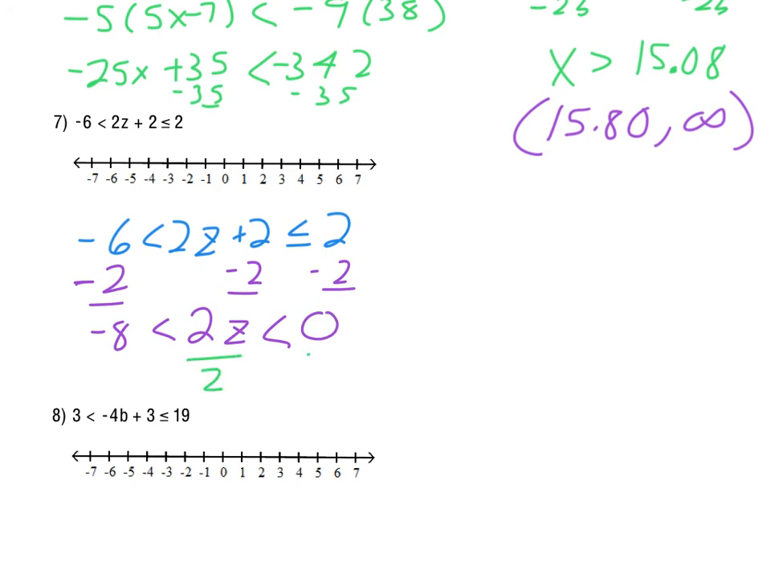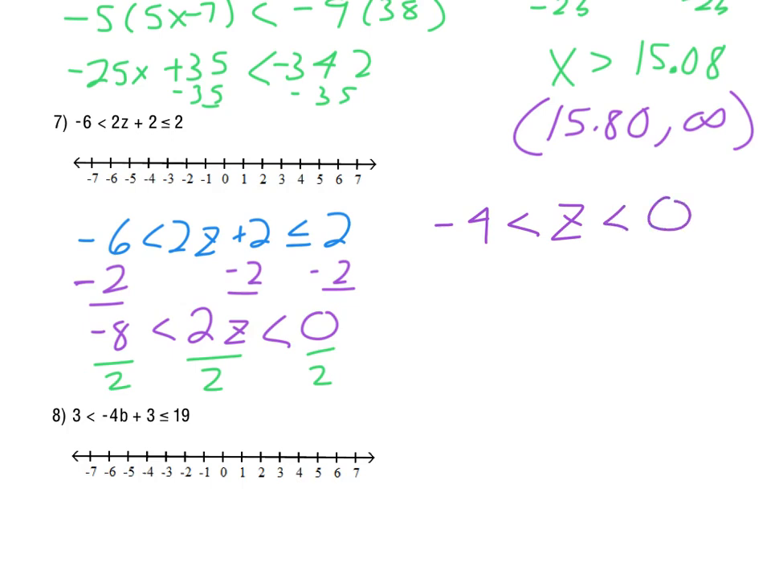There we would divide by 2. I can sneak that in there because I'm dividing by a positive. Since the 2 is positive, I don't have to flip the inequality. It doesn't matter that we're dividing a -8 here. What matters is that it is a positive 2 that's doing the dividing. So we end up with -4 less than z less than 0.